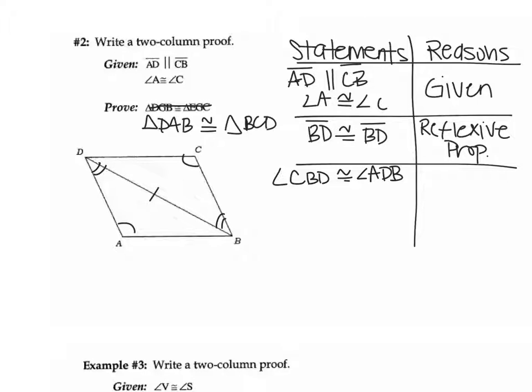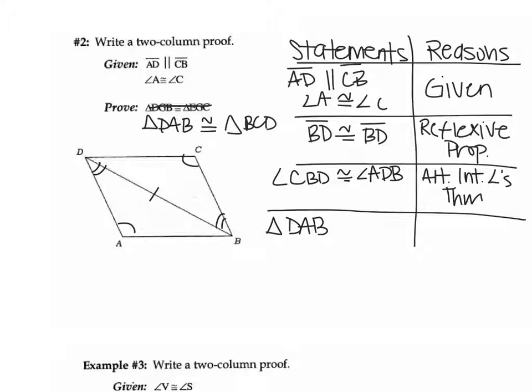And then the reason for that would be because they are alternate interior angles. So the reason would be the alternate interior angles theorem. So now I have two congruent corresponding angles in each triangle and a non-included side. So I can now say that triangle DAB is congruent to triangle BCD, and it would be by angle, angle, side.